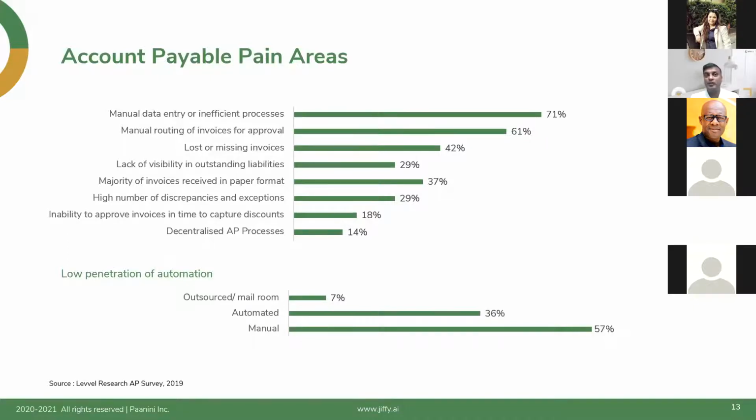A vendor keeps following up: where is the invoice? Oh, sorry, we missed it. Can you please resend it? There is no way to track that. Then there is lack of visibility into outstanding liabilities. Can I manage my cash flows?